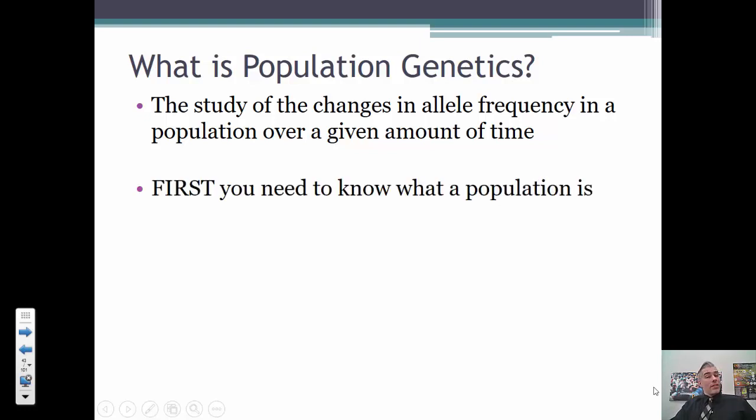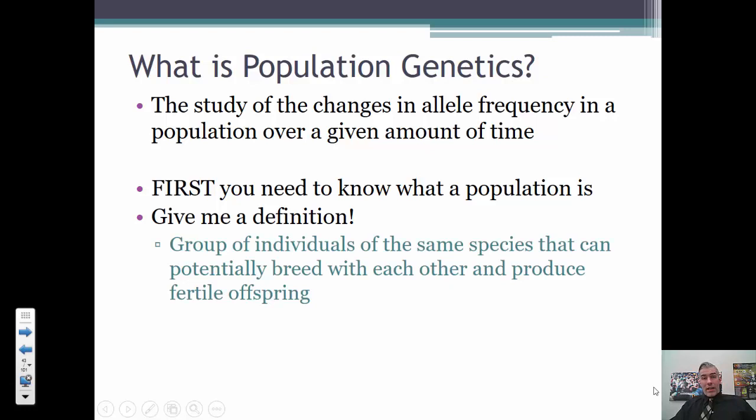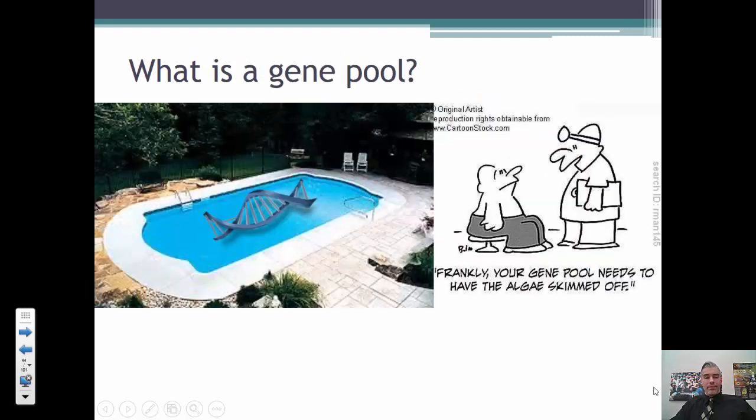Before we get into the specifics of this and the math that we're going to talk about behind it, you have to know what the definition of a population is. So think about it. Think about what you would think the definition of a population is first. Okay. So the way it's defined, it's very similar to a species, though that's not a perfect definition, it's a group of individuals of the same species, so they have to be the same species, that can potentially breed with each other and produce fertile, viable offspring. That's the definition of a population.